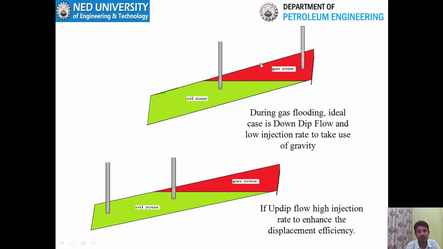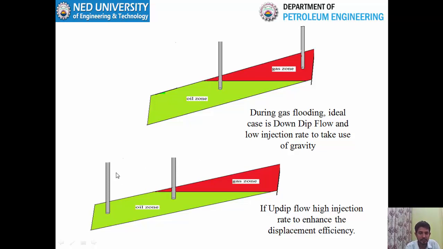So the ideal condition for gas flooding is that the injection well should be located at the top structure, which means you have the down dip flow. So during gas flooding, the ideal case is the down dip flow and a low injection rate to make maximum use of gravity. If up dip flow, use a high injection rate to enhance the displacement efficiency. We will see the effect of high injection rate in the coming slide.